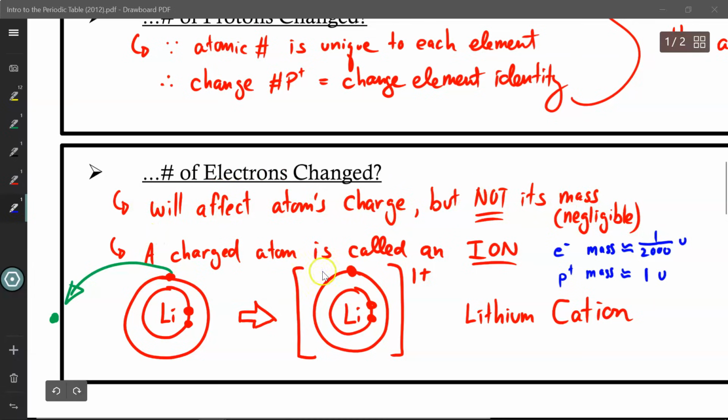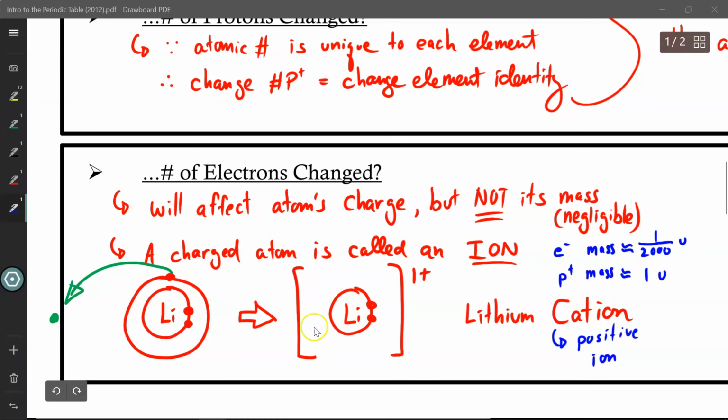Now, a charged atom is called an ion. Let's take a look at this lithium atom over here. If lithium loses its outer valence electron, then this outer shell over here disappears. Because it has lost this electron, and an electron is a negative particle, by losing a negative particle, you become more positive. We now refer to this as a lithium cation. And a cation is a positive ion.